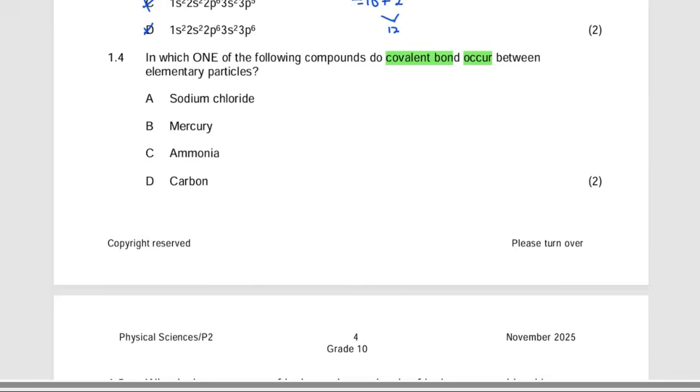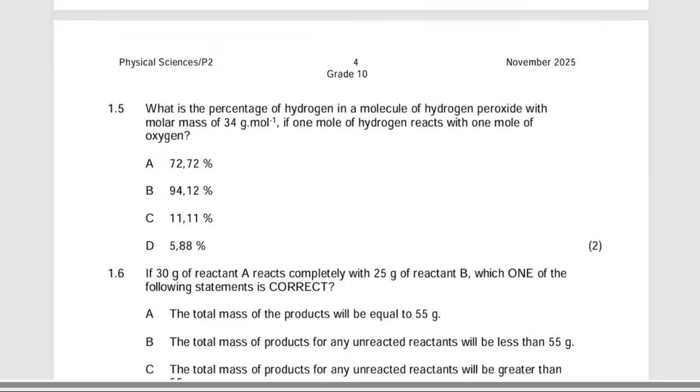So according to this, we have elementary particles there. It means we are going to have a covalent bond, which is going to be our ammonia, right? Remember, we're using the valence electrons that are found on the outer shell there, right? So then to proceed, it says 1.5.